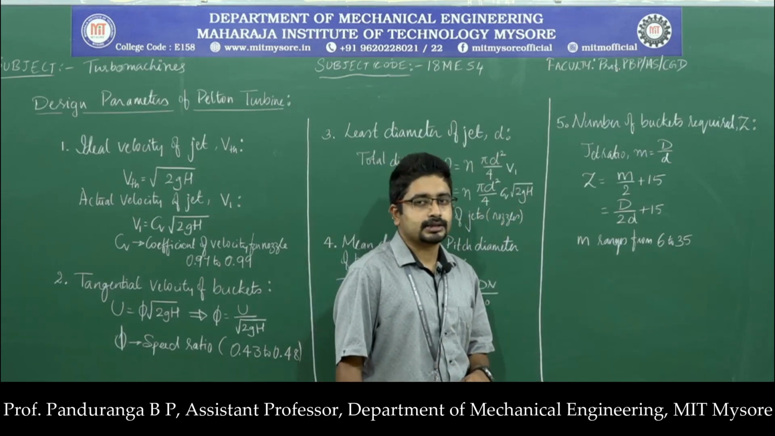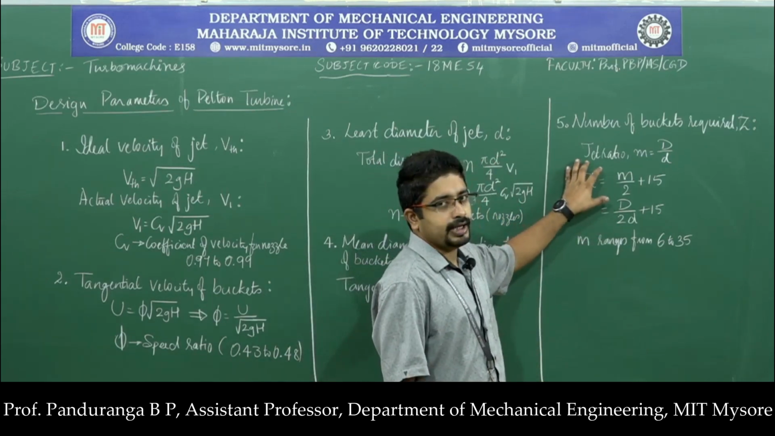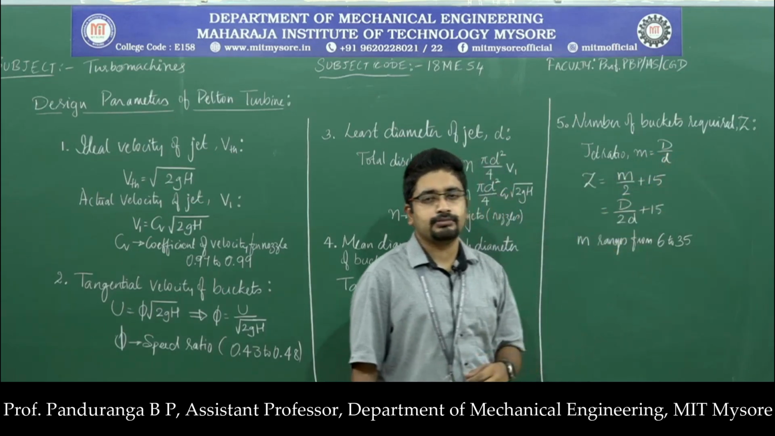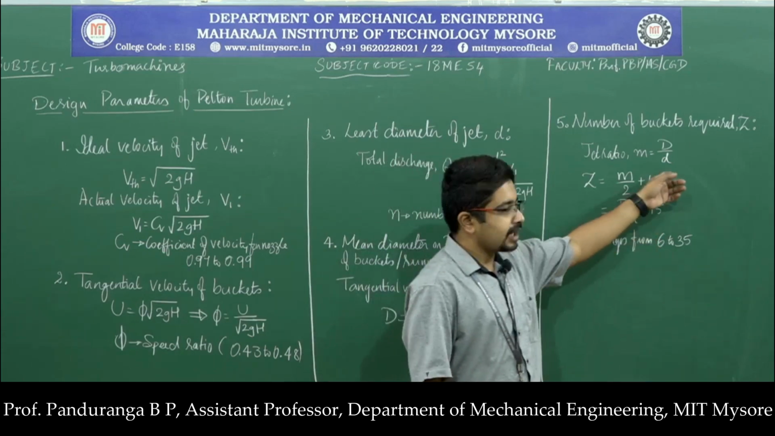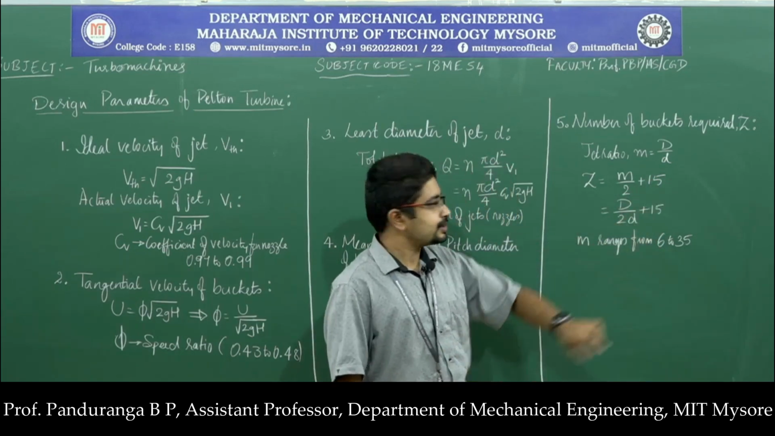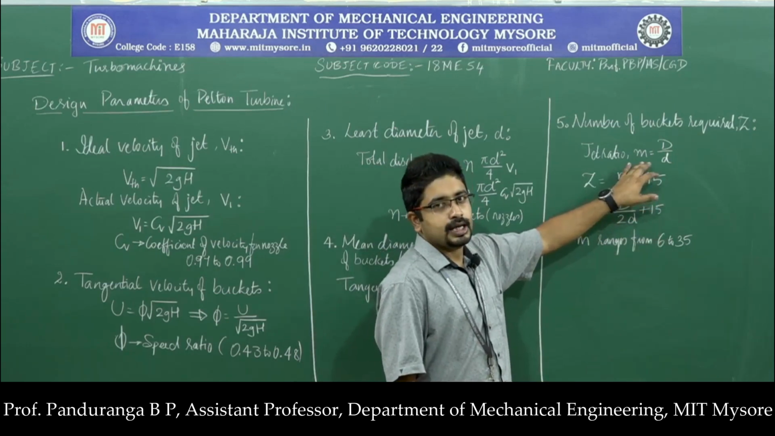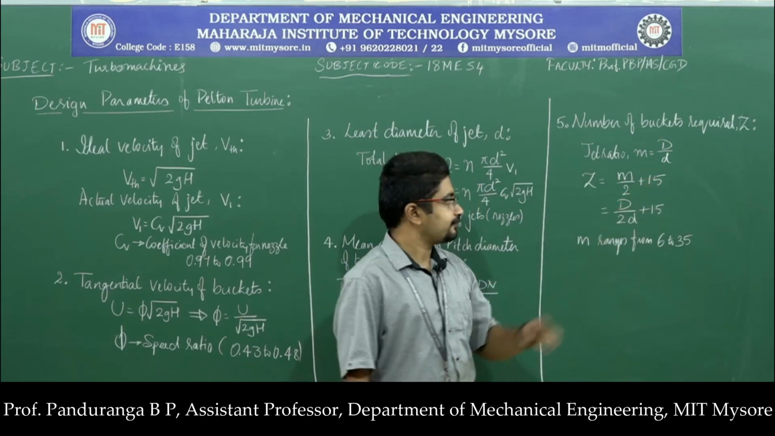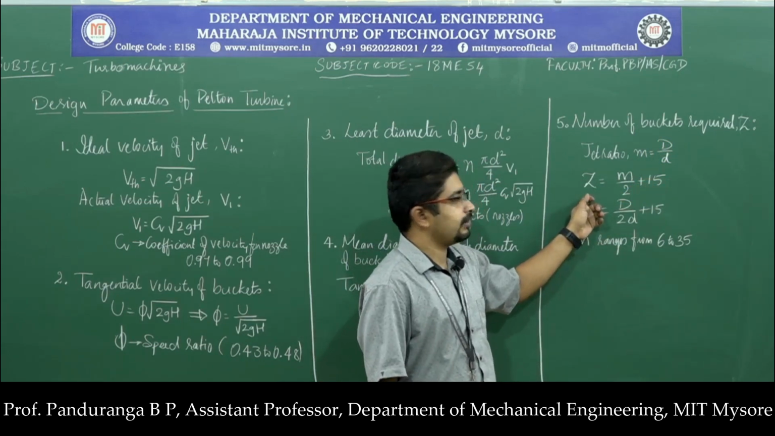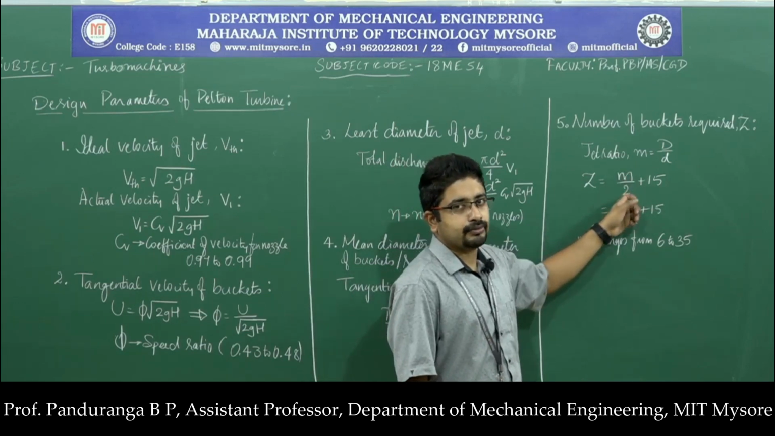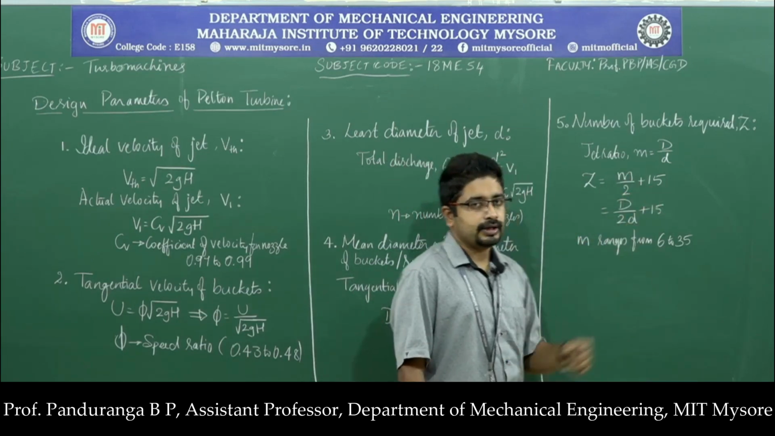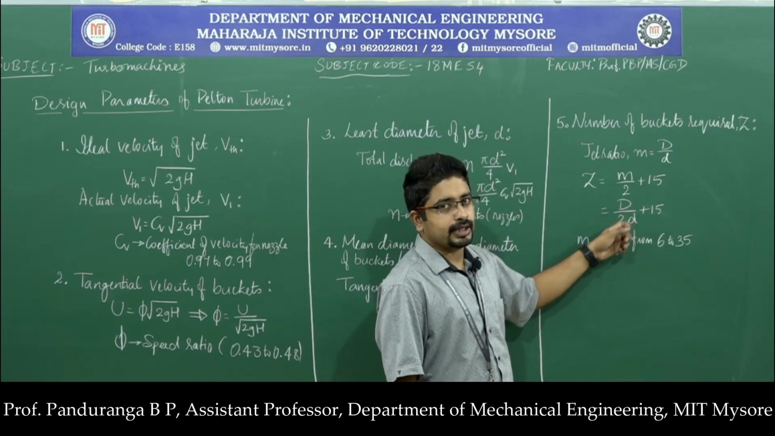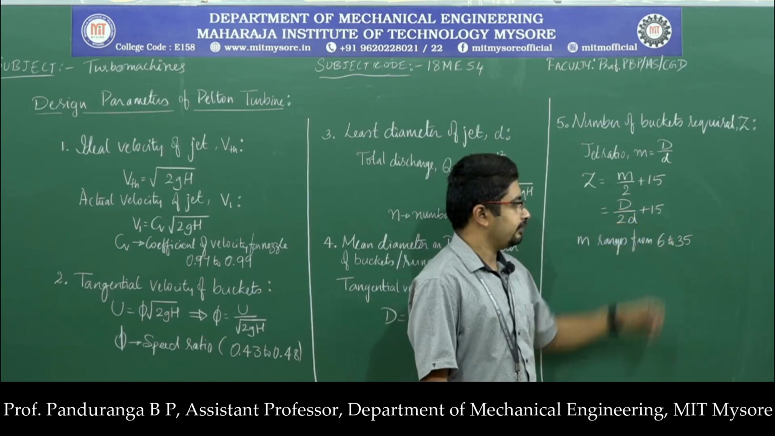To find out the number of buckets required, first we need to define the jet ratio. The jet ratio is the ratio of the mean diameter of the bucket to the diameter of the nozzle. So jet ratio is represented by M. M will be equal to capital D divided by small d. And the number of buckets required, Z, will be equal to M divided by 2 plus 15, where M is capital D by small d. So Z will be equal to capital D divided by 2 into small d plus 15.